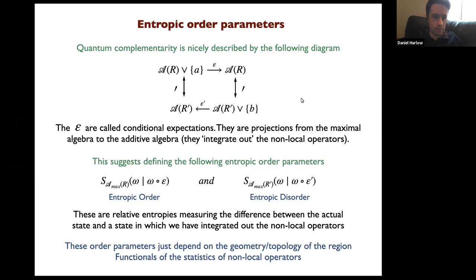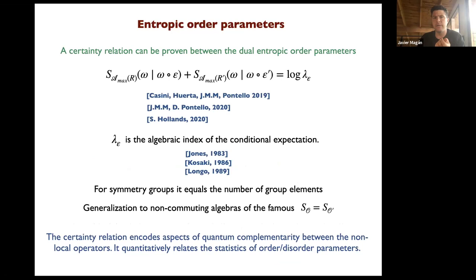But for us, the true advantage of this choice is that a certain relation can be proven between the dual entropic order parameters. So in particular, this is a very simple relation, the sum of both of them is equal to the logarithm of some number. This number is independent of the state omega. And here lies the power of the relation.